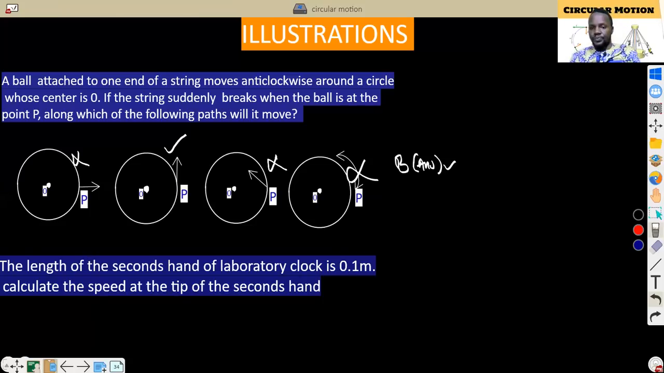We know that v equals r omega. We are looking for the speed, not the angular speed, so we need to get this. Now it is a clock, and we need to draw a simple thing. And you know, if it is a clock, the revolution of a clock is what?